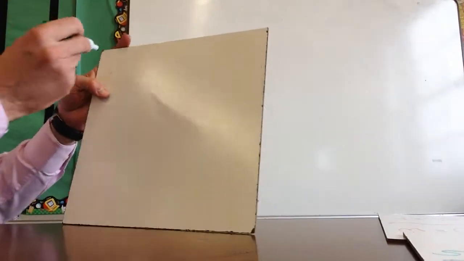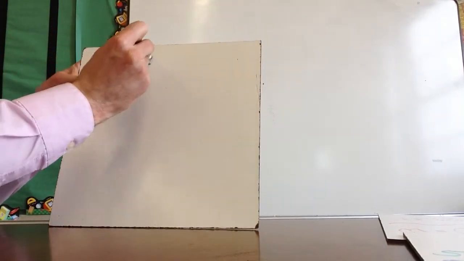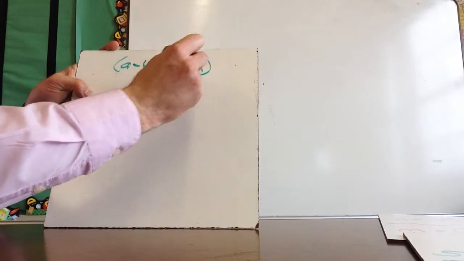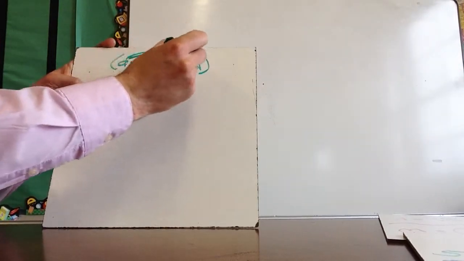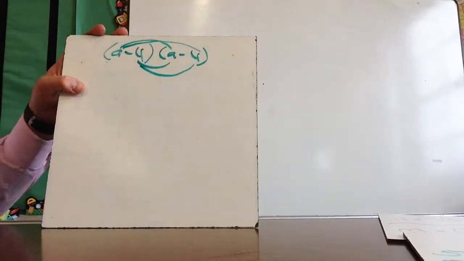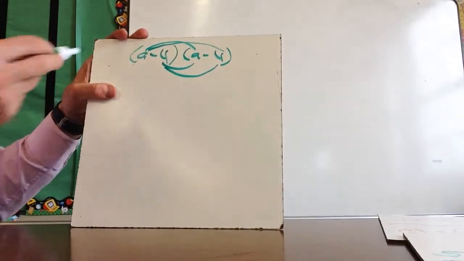I'm going to come back to that one in just a sec. So let's go a minus 4 squared. So that would be a minus 4 times a minus 4. So this is going to be, if you remember FOIL, doing something like this. Now there was a shortcut, if you remember. We can talk about that one in a second.